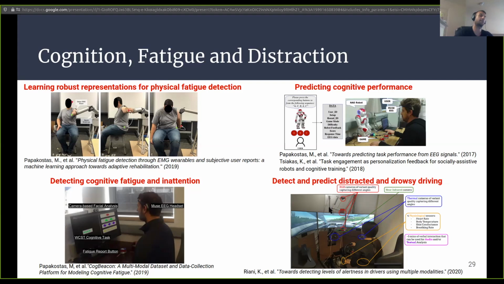And we have some preliminary results that you can find in this paper related to how we can discriminate between distracted and drowsy driving and combinations of those classes. And we have some very cool and interesting results coming up very soon, which unfortunately I can't share yet as they are under review. But stay tuned.